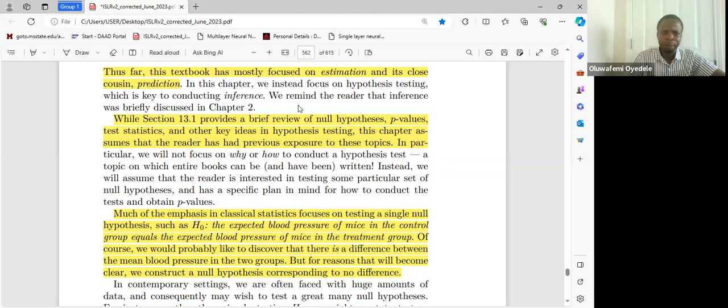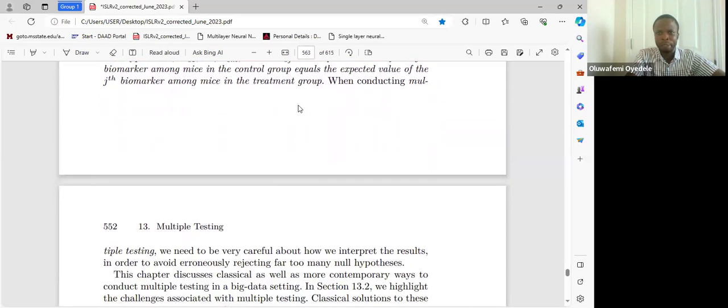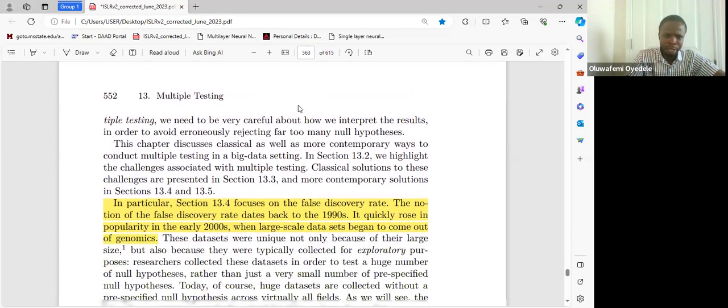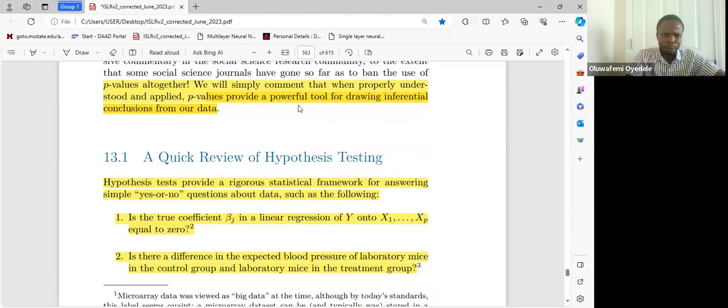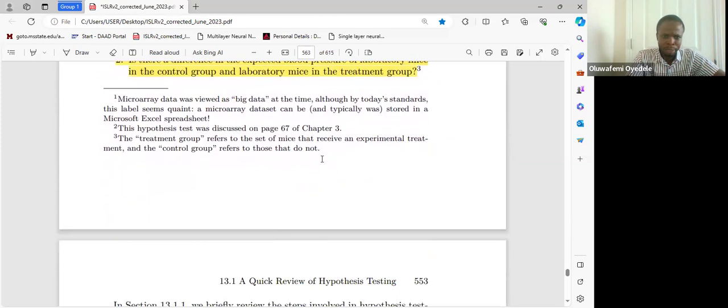What is going on today in applied research? Basically, the book says that in every experiment we conduct, we are going to have a series of research questions. So it's kind of giving a basis of guiding principles that we are going to apply in our research. What I learned is about hypothesis testing, which is very useful in research.